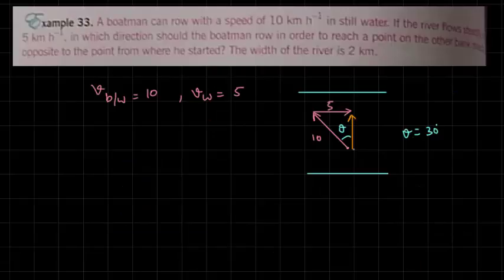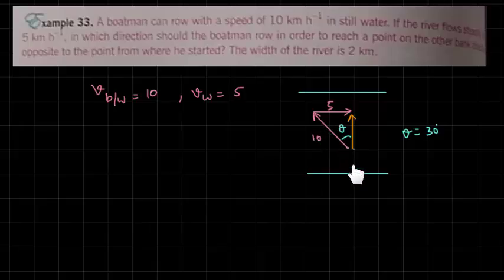A boatman can row with a speed 10 km/h in still water. If the river flows steadily at 5 km/h, in which direction should the boatman row in order to reach a point on the other bank opposite to the point from where it started? The width of the river is 2 km. So we did this problem already before.